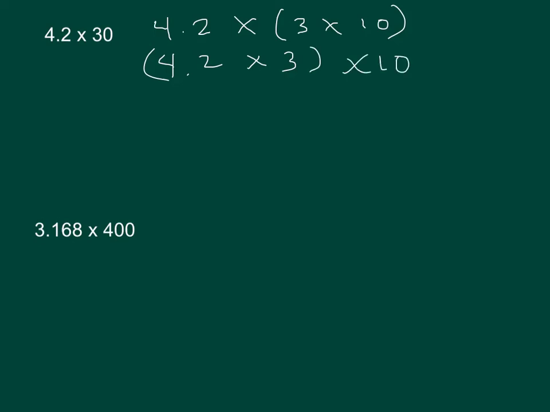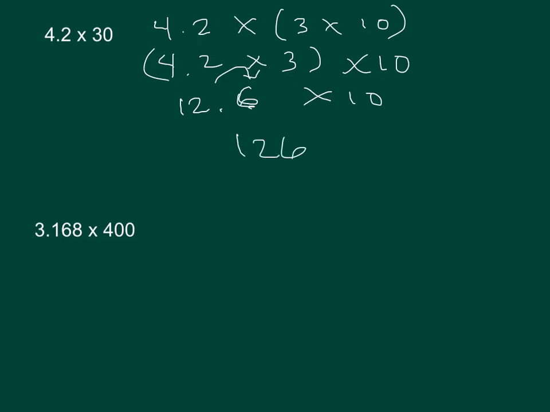Earlier this week, we looked at 4.2 times 3, and we get the decimal 12.6. Then it's times 10, and earlier in this lesson, we saw when we multiply by 10, we move everything over 1 decimal point. So your answer is going to be 126.